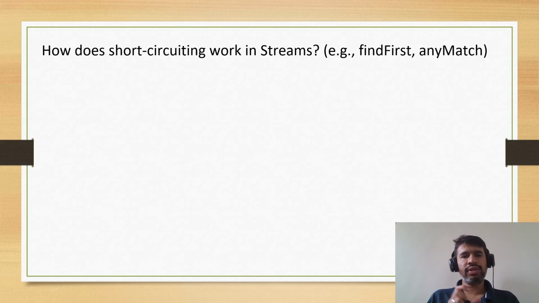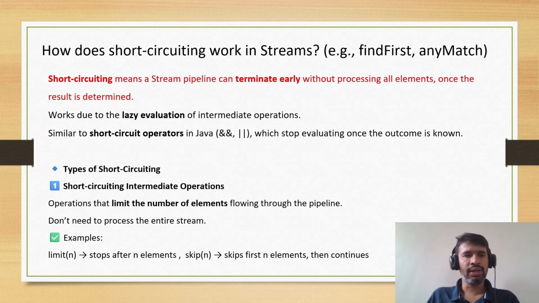The question is, how does short circuiting work in streams? This is an interesting concept. Short circuiting means you don't need to process the complete collection. If the condition matches, you short circuit there. That's what a short circuiting operation means. The stream pipeline can be terminated early without processing all the elements once the result is determined. It works well due to lazy evaluation of intermediate operations, and it's like the AND and OR operations used in our coding.